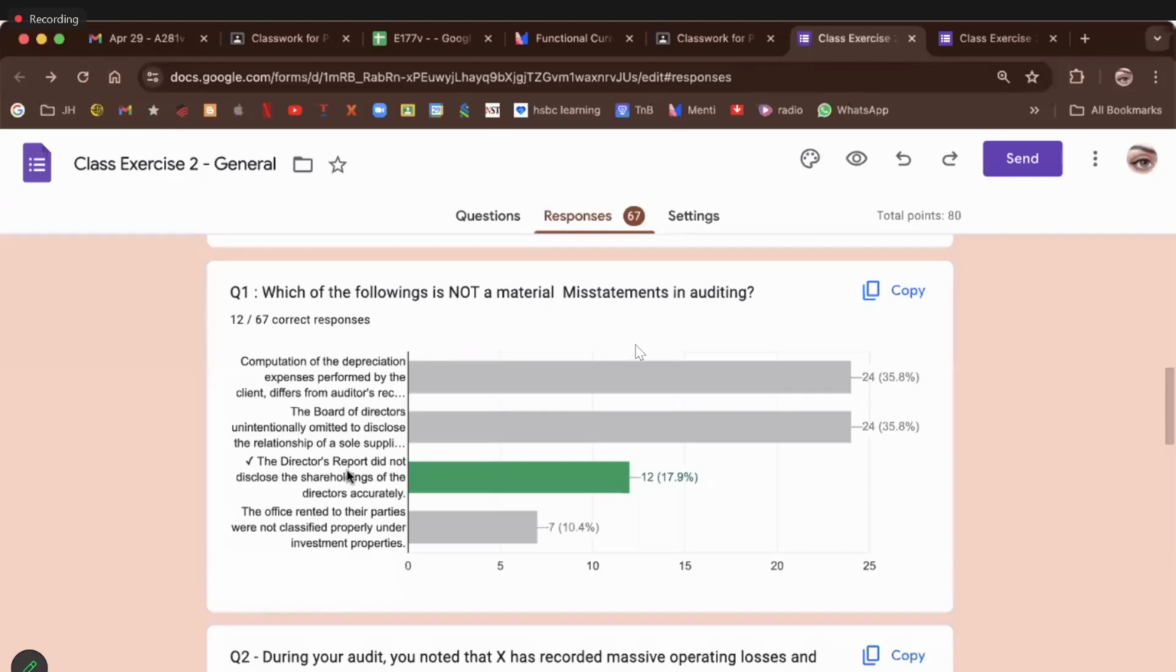First thing first, when we talk about material misstatement in auditing, in the exam, we focus only on financial statements. All right. So the director's report, this one, we have to KIV first, but this probably is not what the question is asking. Next one, we read first. The office rented to third parties, I think they are related parties, were not classified properly under investment properties.